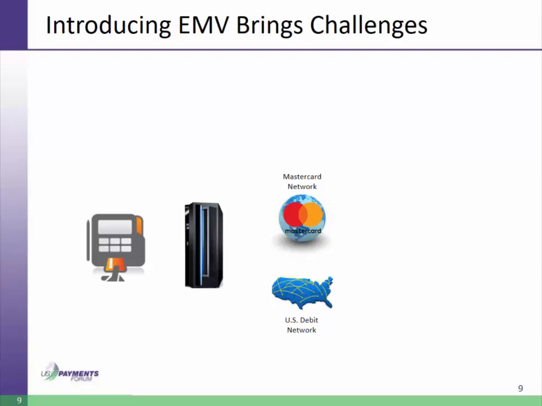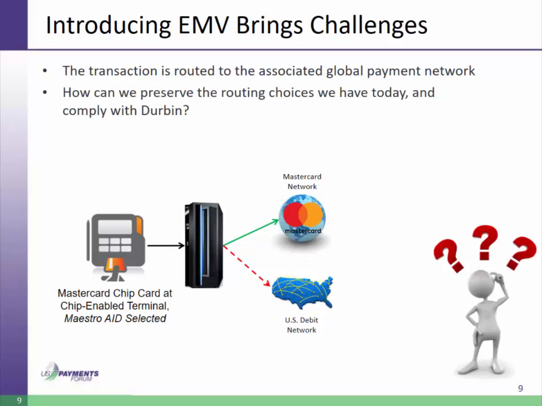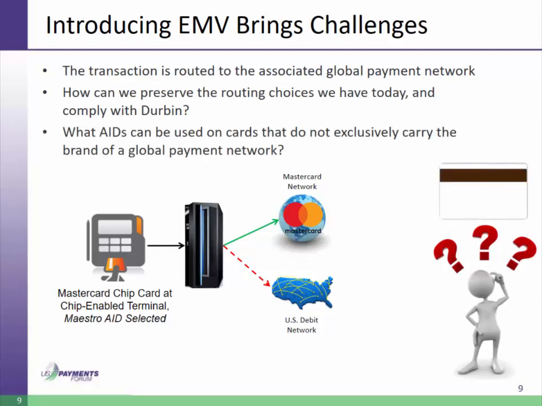EMV and U.S. debit bring challenges to the U.S. payment landscape. When that global AID is selected for a debit transaction, the transaction must be routed to the global payment network that owns that AID. How do we preserve the routing choices as required by the Durbin Amendment? What AIDs can be used on cards that do not exclusively carry the brand of a global payment network?